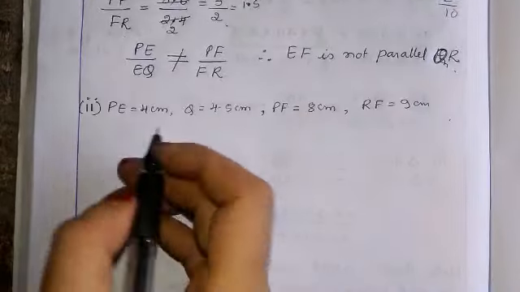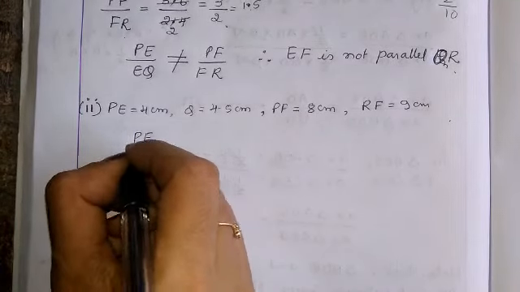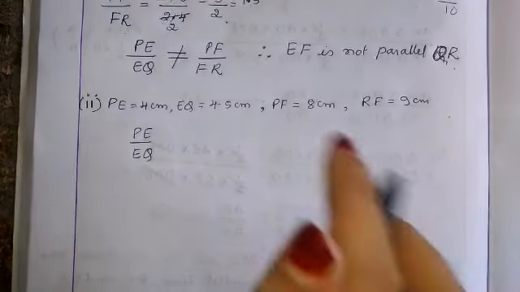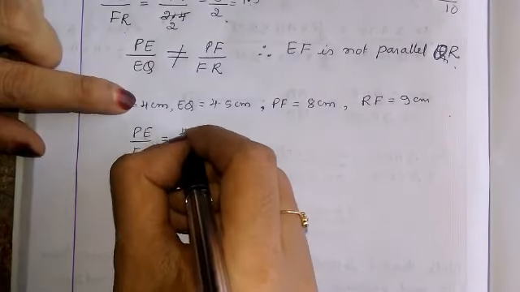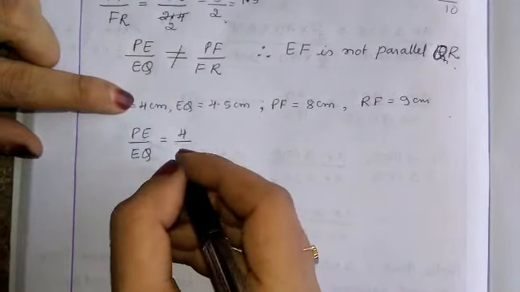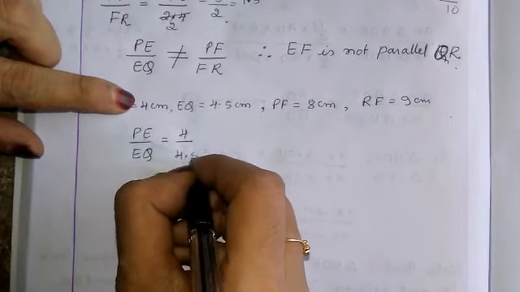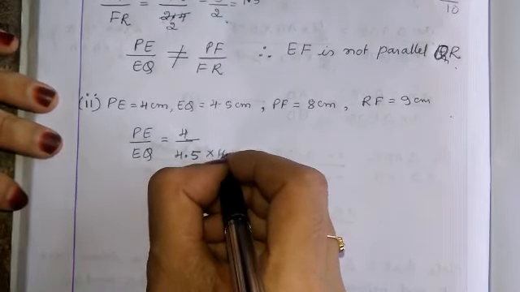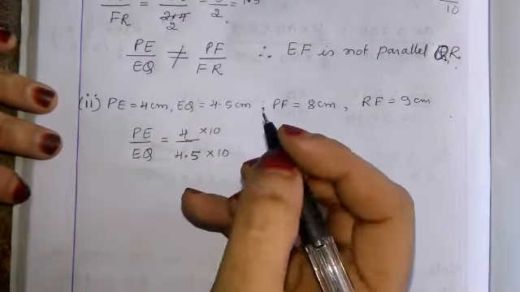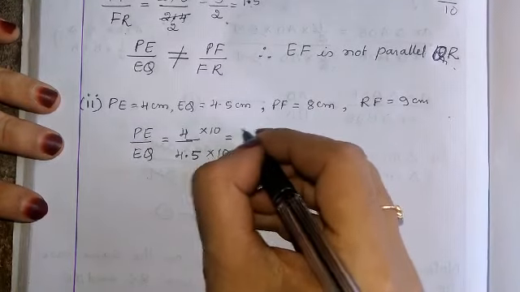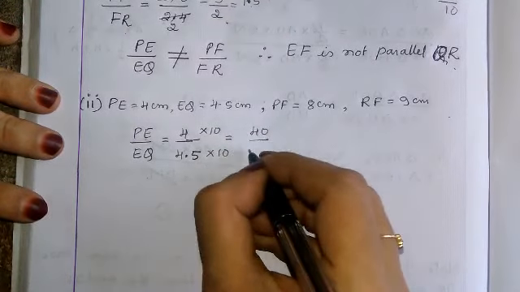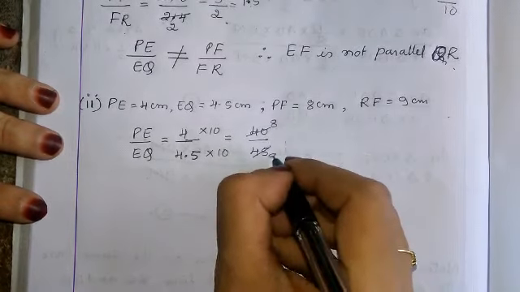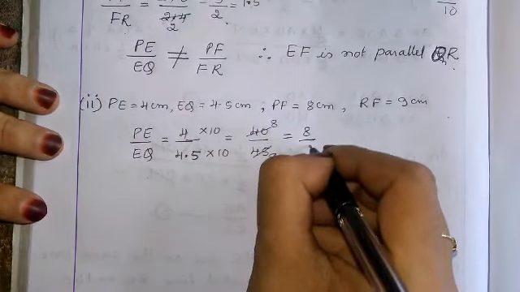First let us find PE by EQ. What is the value of PE? 4. What is the value of EQ? 4.5. Here there is one number after the decimal point, so we have to multiply by 10 and by 10. So it is now 4 tens are 40 by 45. 5 8s are 40, 5 9s are 45. We got 8 by 9.